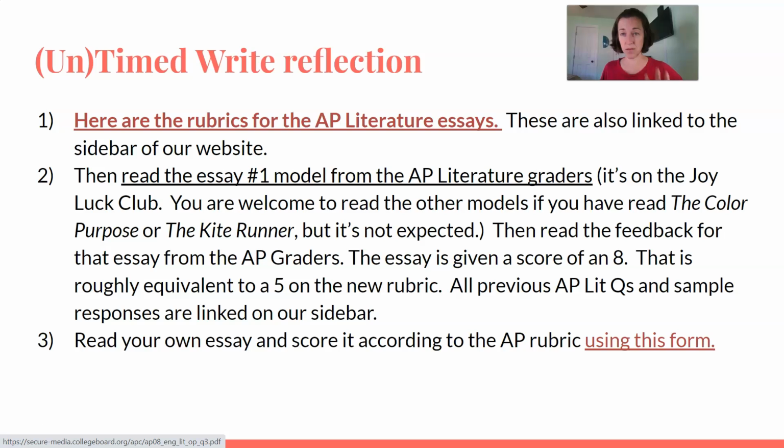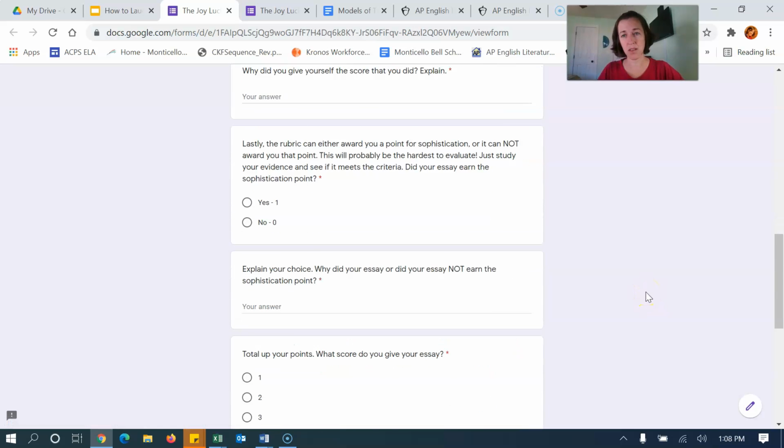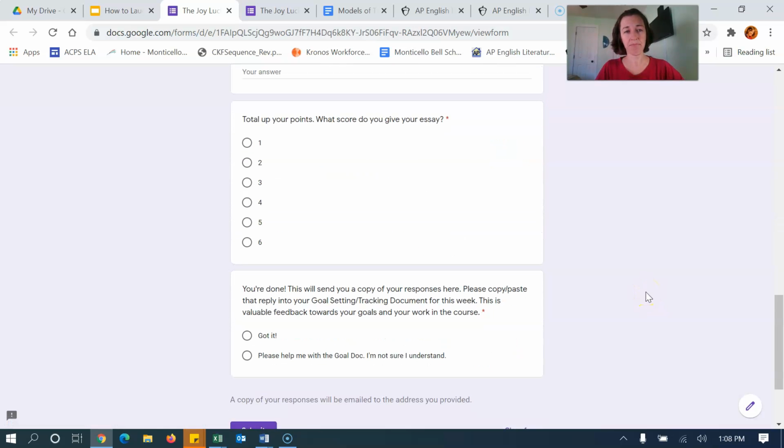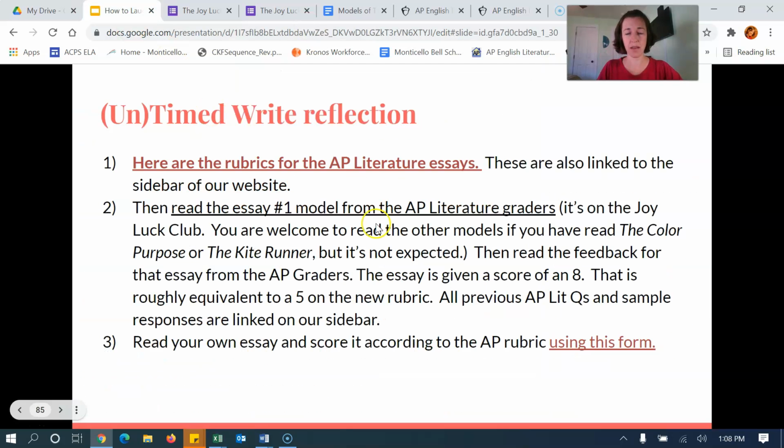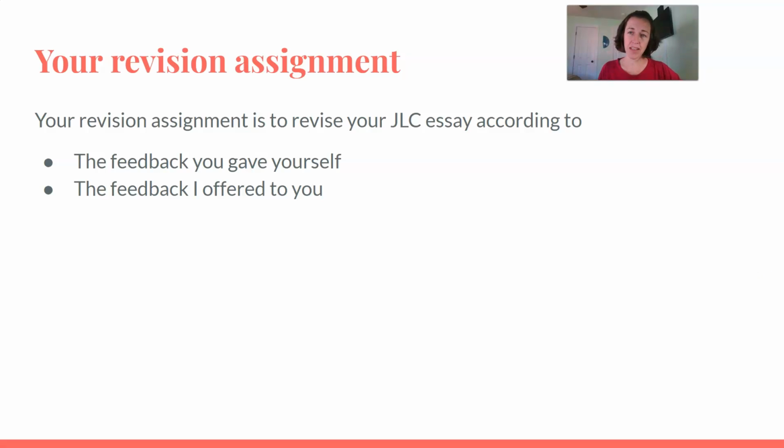And once you've done both of those things, listen to me, which you just did, and read that model, then click on this form. And this is your real assignment. I want you to evaluate your essay according to these questions, which is the rubric. Once you've done this, you're ready to move on to the organization assignment, which is revision. You'll see feedback from me in your BGDs, and then you'll know your own feedback because you'll have filled out the form, and you can work towards revising your Joy Luck Club essay according to those things.